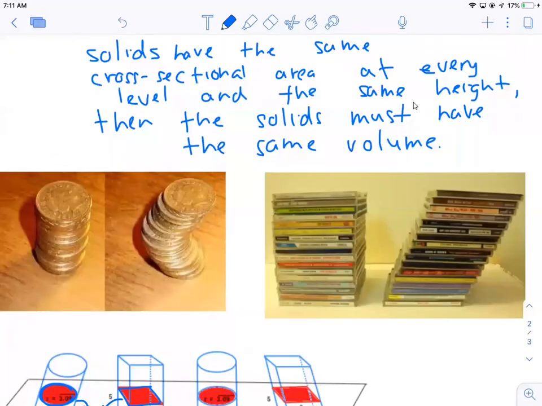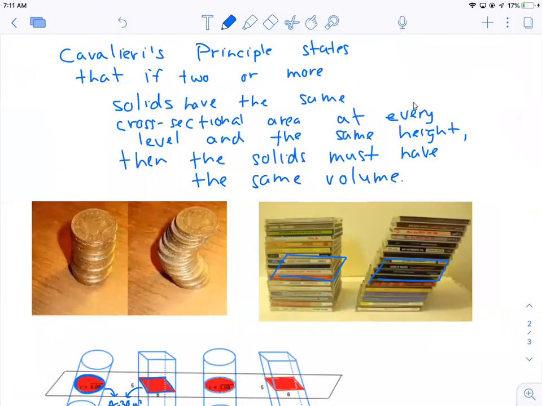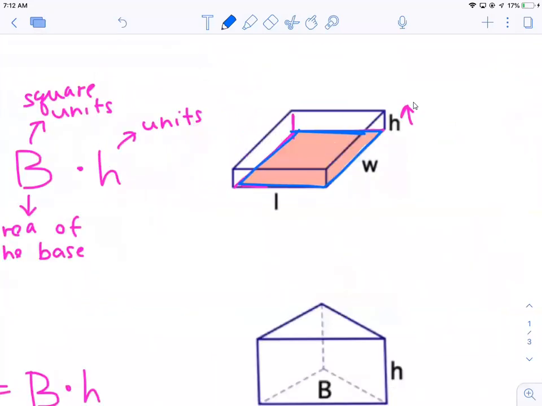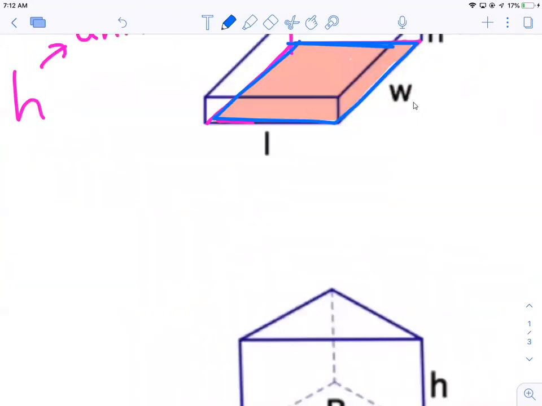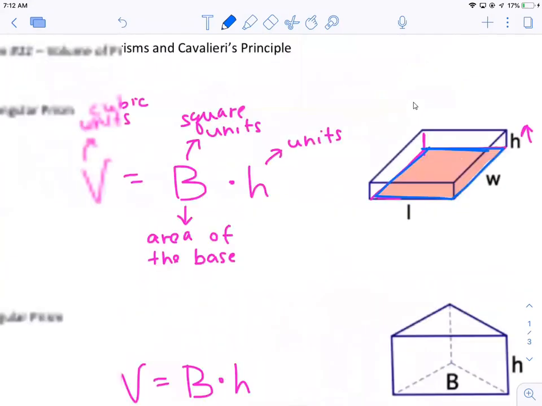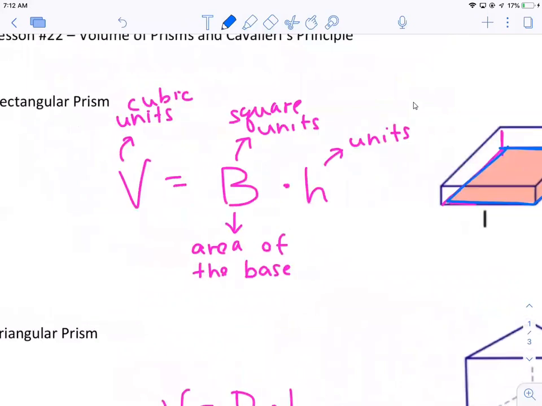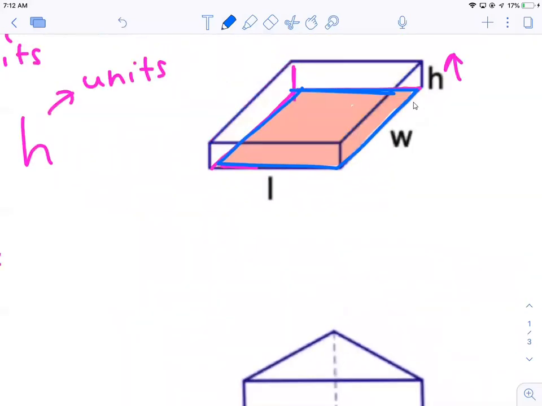All right, if every cross-sectional area is the same, they're all congruent, they're both the same height, well then the volumes must be the same. And that really helps us with these prisms, because these prisms don't have to be going straight up at right angles. These prisms could be tilted, and we would still know how to find the volume, right? The volume would still just be the area of the base times the height. Even if it was tilted, we could still find the height of the prism and get the volume.